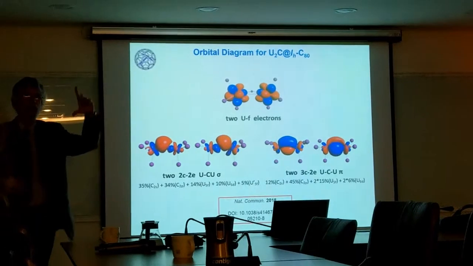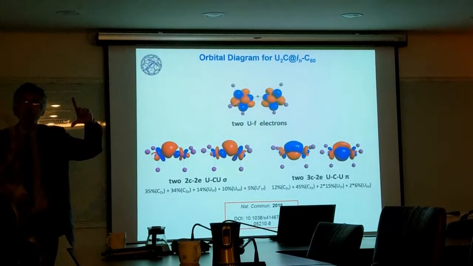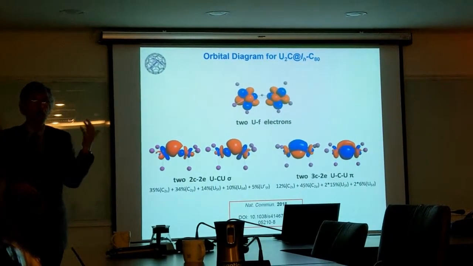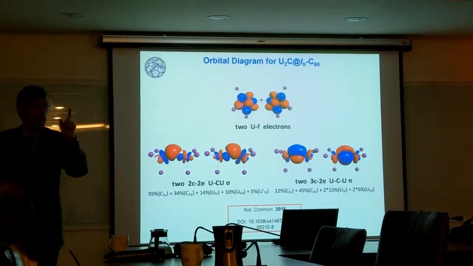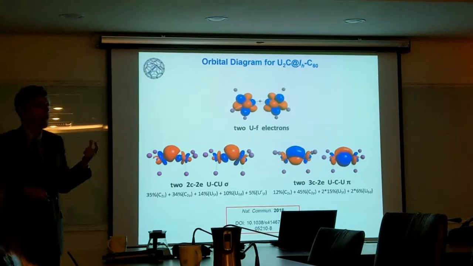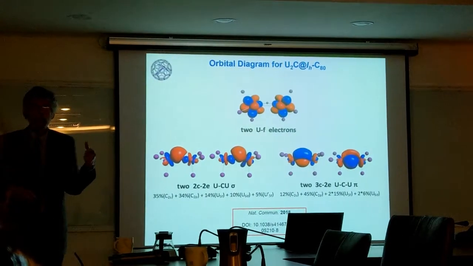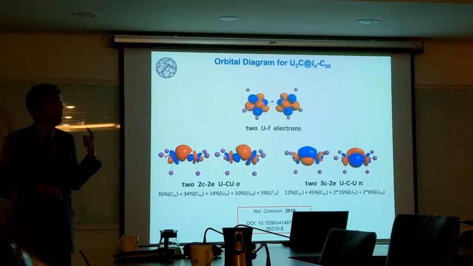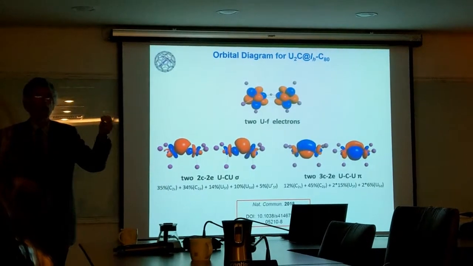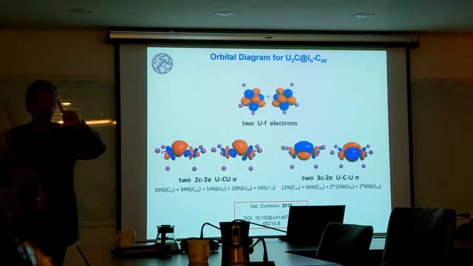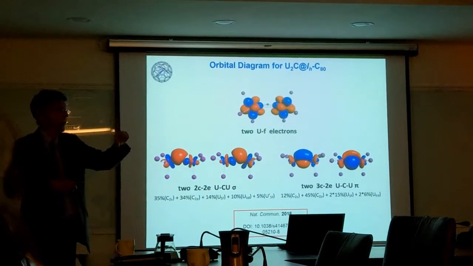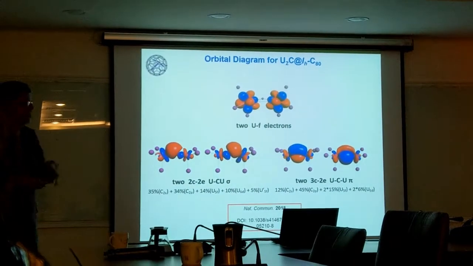I didn't mention anything about the angle. I don't know if anyone noticed that it's not linear. The prediction was that they should be linear, uranium, carbon, uranium, but it isn't. And the reason is that the carbon formally is 4 minus, and the uraniums are formally 5 plus. So there's so much charge on the carbon that it actually acts more like a carbenium, and it bends the bonds away. So really quite amazing results.